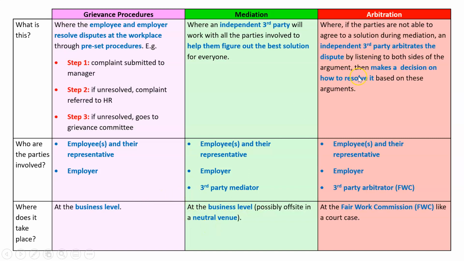Then we have arbitration. If we still can't resolve this, the independent third party, which is the Fair Work Commission, arbitrates the dispute, listens to the arguments of both sides, then makes a decision on how to resolve it. It's basically a court case. So you've got employees and their representatives and the employer, with lawyers involved for each, and then the third party arbitrator, the Fair Work Commission. This is not done at the business level at the workplace, it's done at the Fair Work Commission.